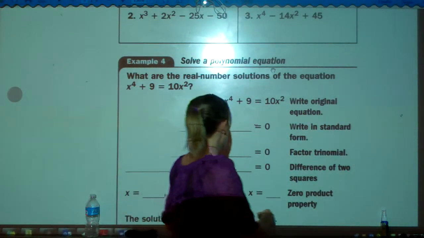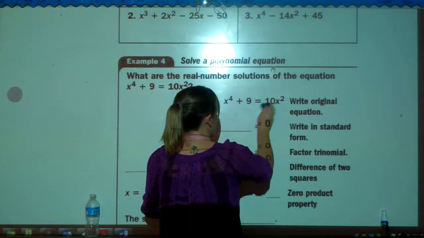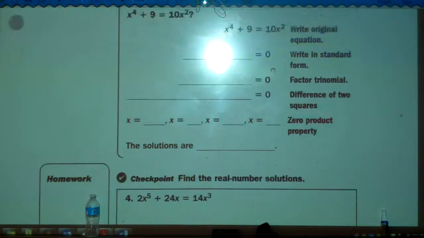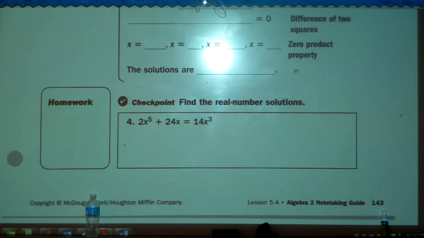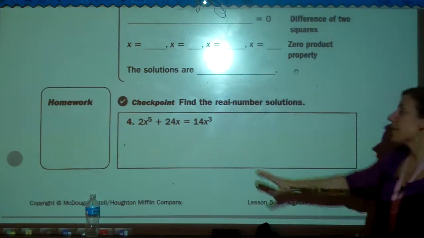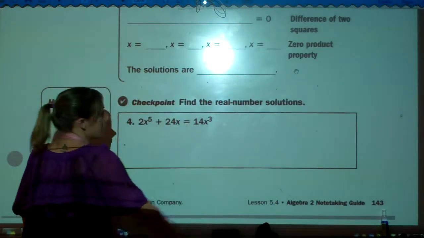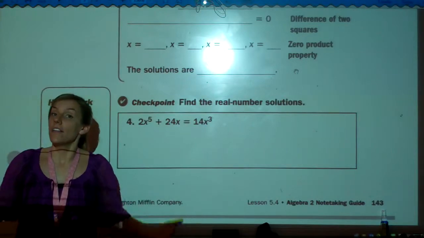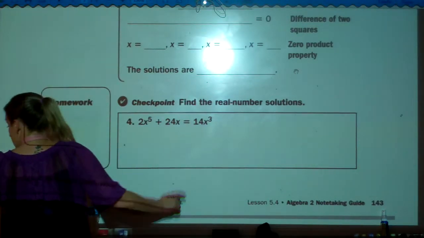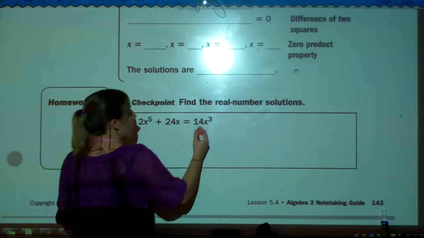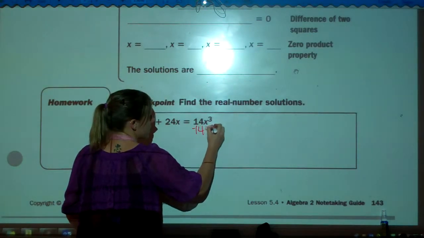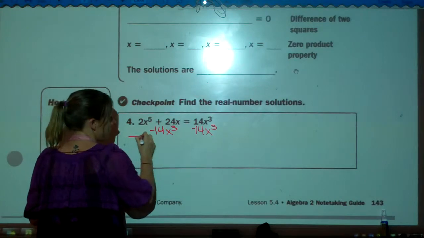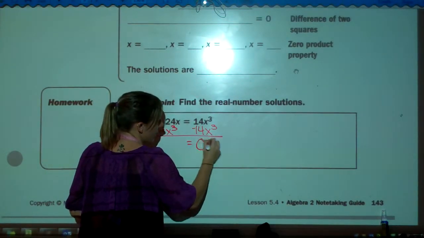All right, so let's look at the next thing. All right, so we only have one more, and that's this one. We're finding the real number solution, so we just have to factor it as far as it'll go, and then each one equals 0. This does not say equals 0, so subtract 14x to the third. Now I have my equals 0.